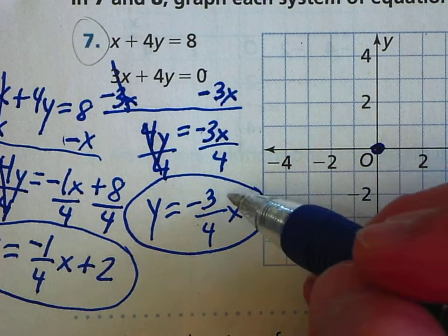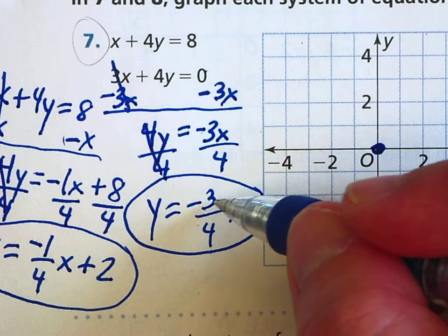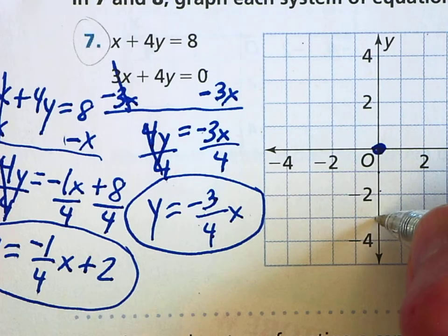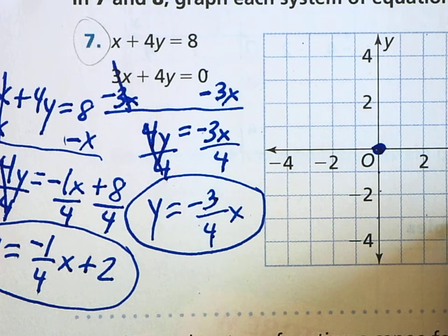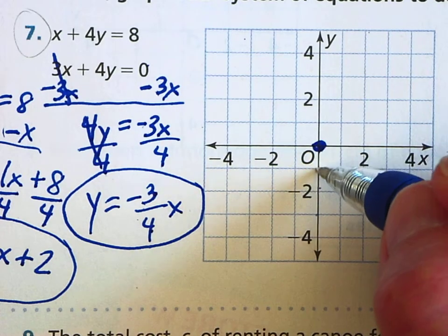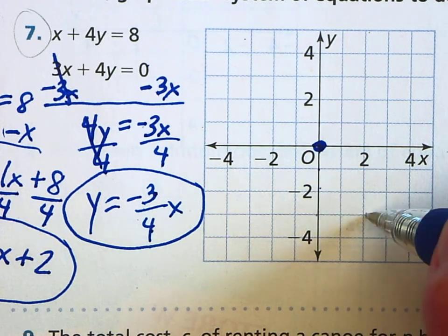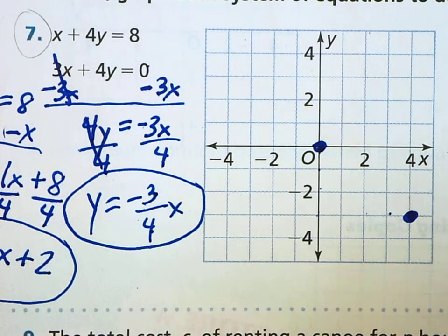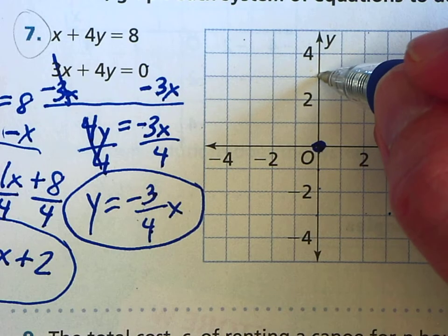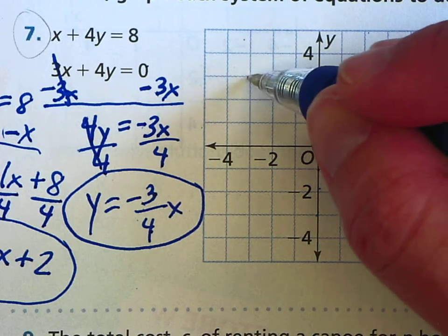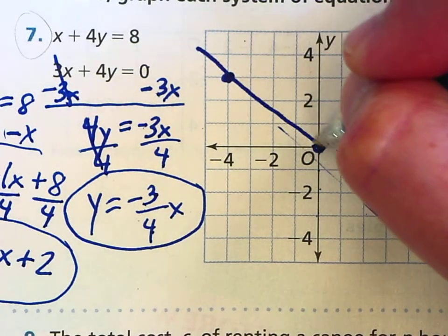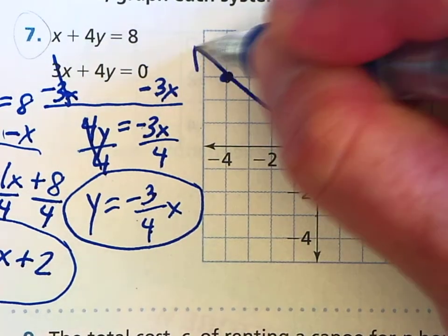Plot 0. The slope is negative, so we're going to go down 3 over 4. Down 1, 2, 3, and run 1, 2, 3, 4. I went down 3 and over 4, because that's my slope, down 3 over 4. Now, if I do that slope backwards, I can go up 3 and over 4 to the left. See, these points still line up. So that is my line, the line for that equation.